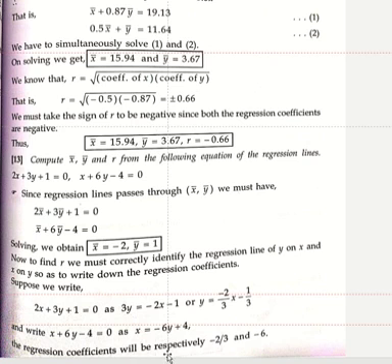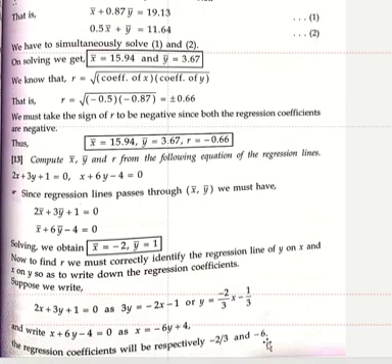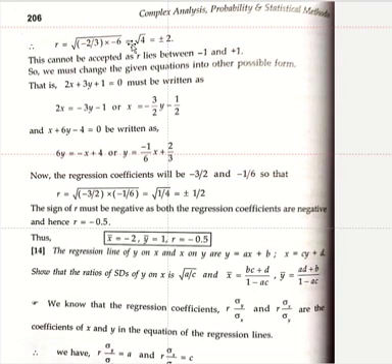And what is the regression coefficient here? Minus 2 by 3, and here minus 6. Therefore, r is equal to the square root of the coefficient of x, minus 2 by 3, into the coefficient of y, minus 6. That is the square root of, minus of minus is plus, 12 divided by 3 is 4. Root 4 is equal to plus or minus 2. And this cannot be accepted as r lies between minus 1 and plus 1.